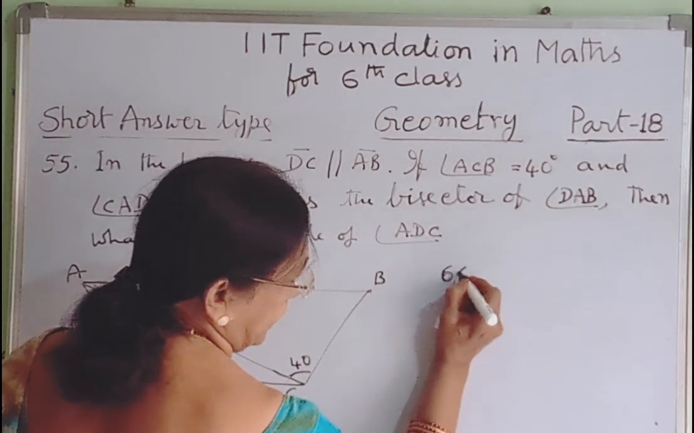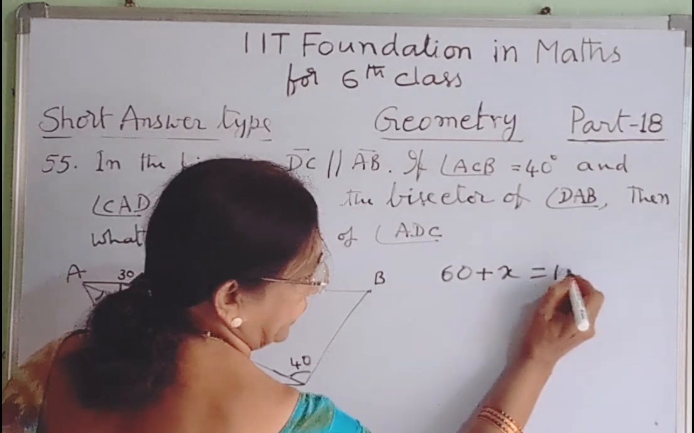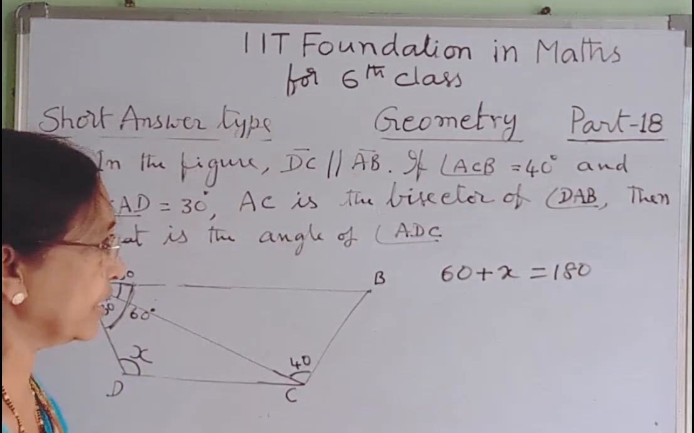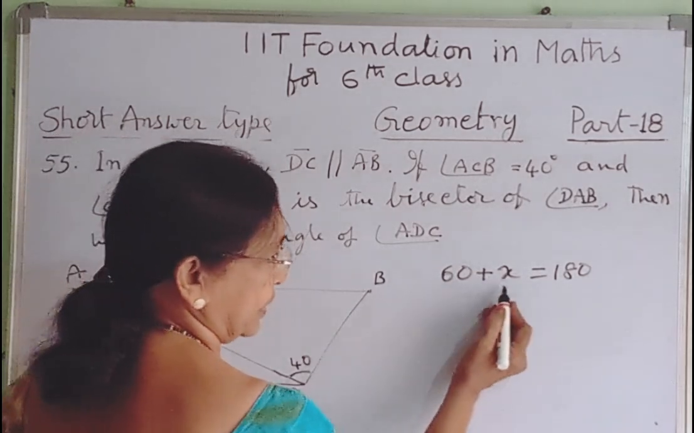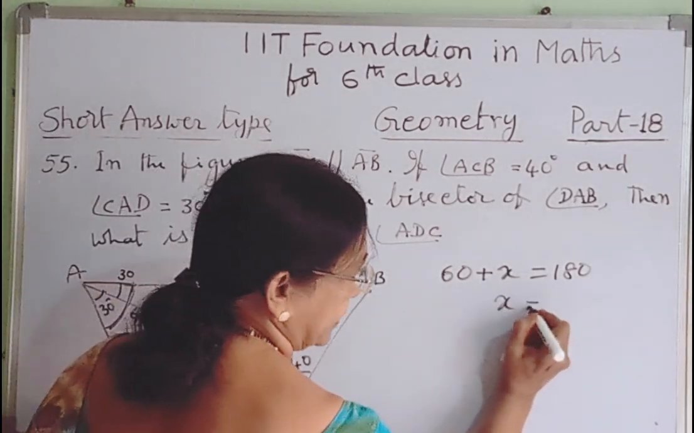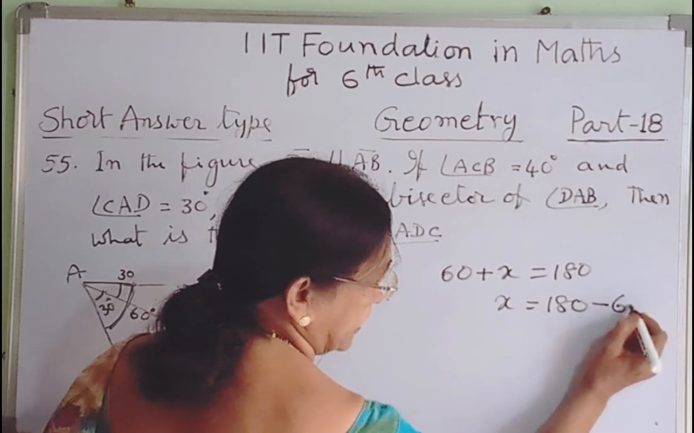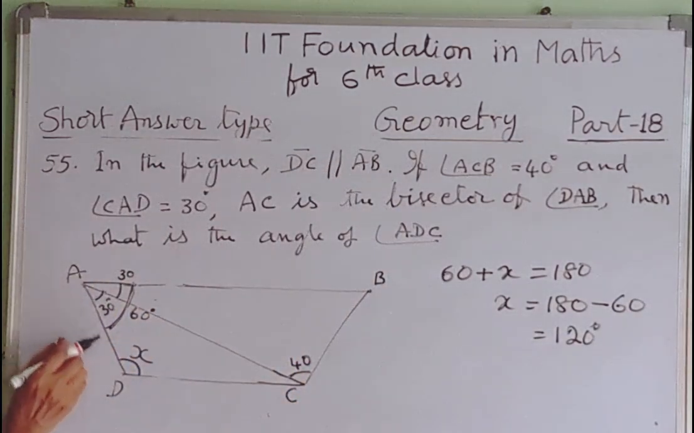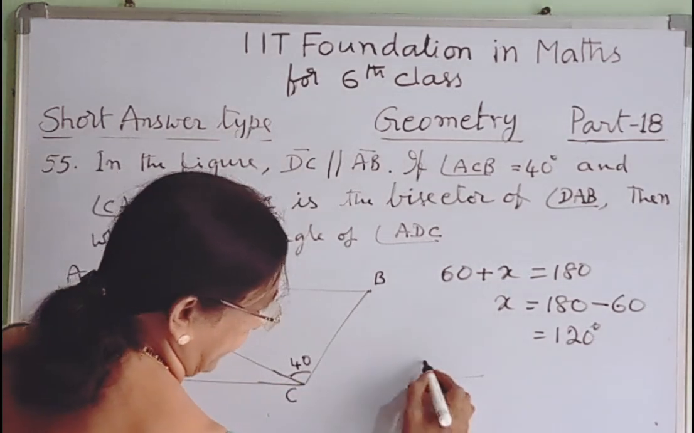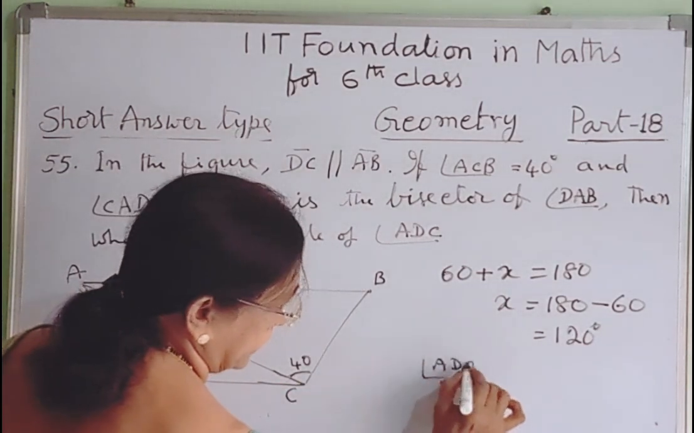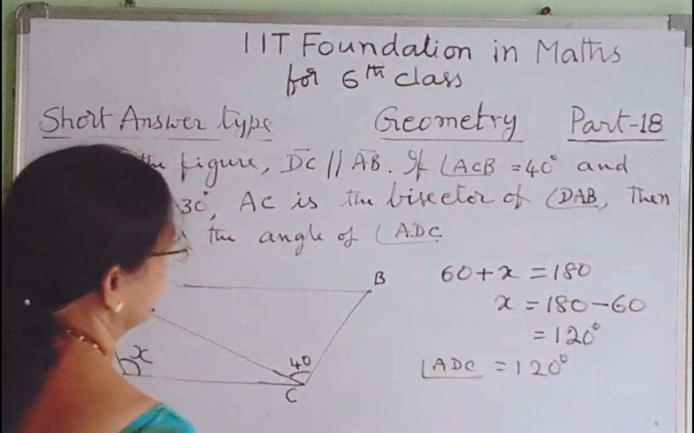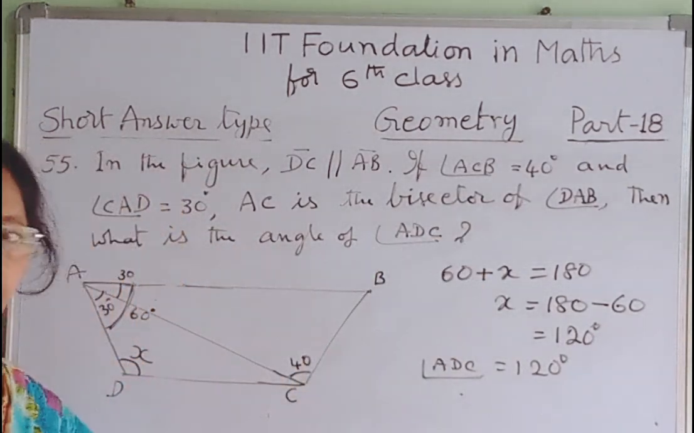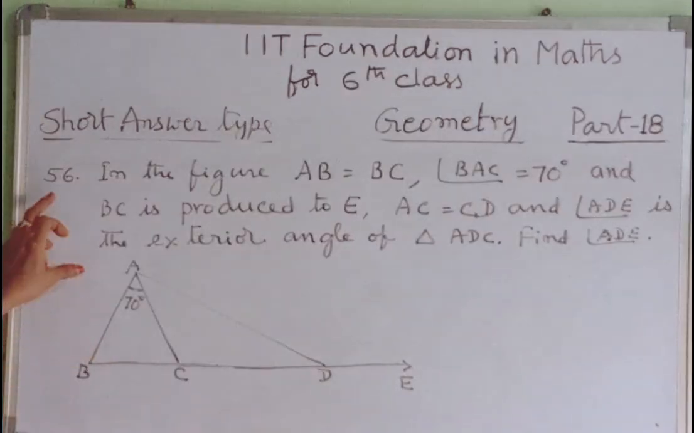Therefore, 60 plus X is equal to 180. Interior angles lying on the same side of a transversal are supplementary. Therefore, 60 plus X is equal to 180, or X is equal to 180 minus 60, that is equal to 120 degrees. Therefore, angle ADC is equal to 120 degrees. So, what is the angle of angle ADC? That is 120 degrees.